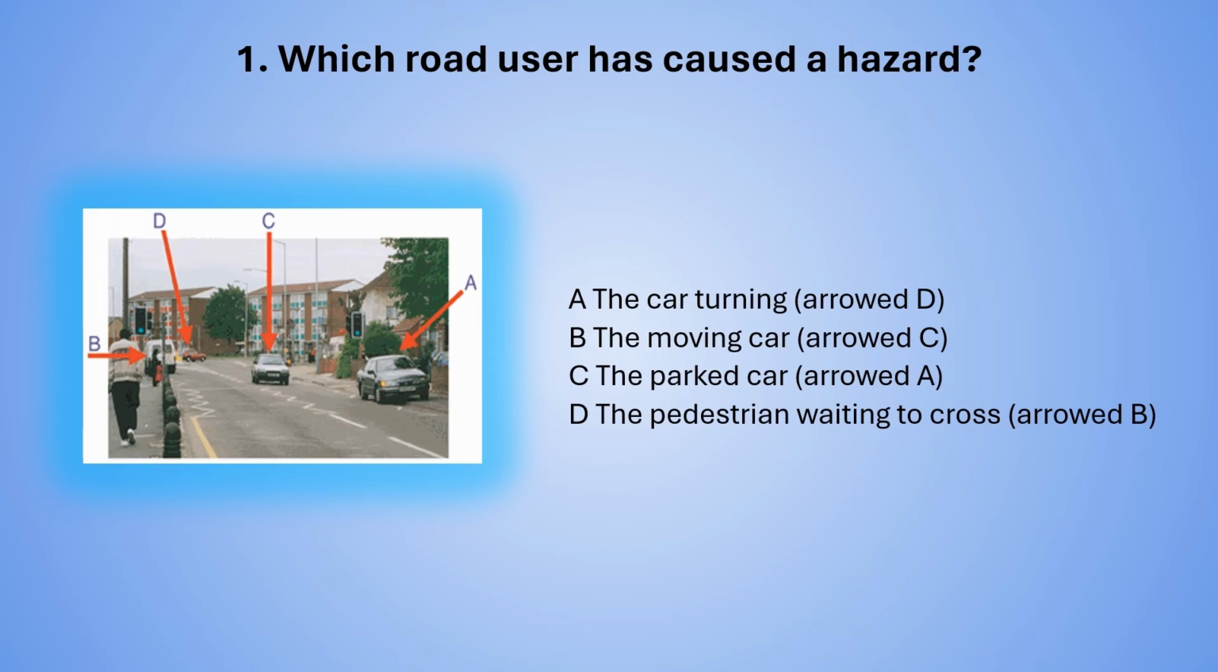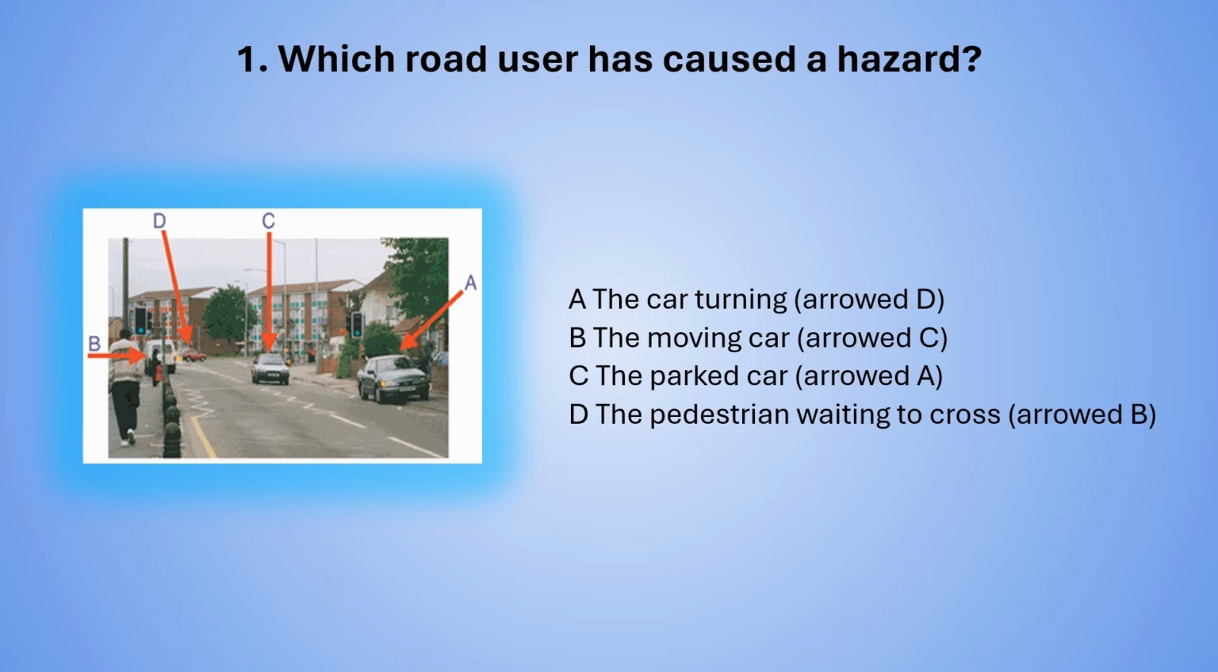A. The car turning, which is with the arrow D. You see the red car over there with D. B. The moving car, which is marked with the letter C in the image. And we have the parked car, which is with the arrow A. Or the pedestrian waiting to cross, which is with the arrow B. Okay guys, let's start the countdown. 5, 4, 3, 2, 1.